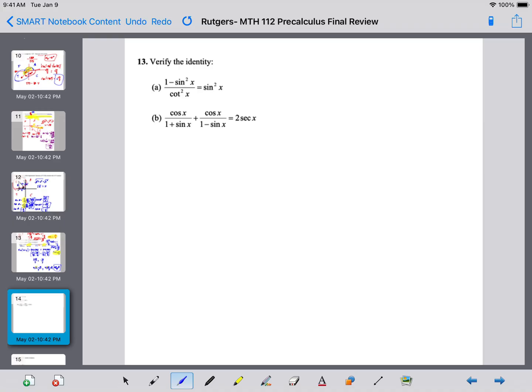For B, we have cosine of x over 1 plus sine x plus cosine of x over 1 minus sine x equals 2 secant x. So what is secant? Secant is 1 over cosine. So we have 2 over cosine. Now, I see 1 minus sine x, 1 plus sine x. Those are conjugates. So you might want to multiply by the conjugate. So, I'm going to multiply by 1, but by their conjugates.